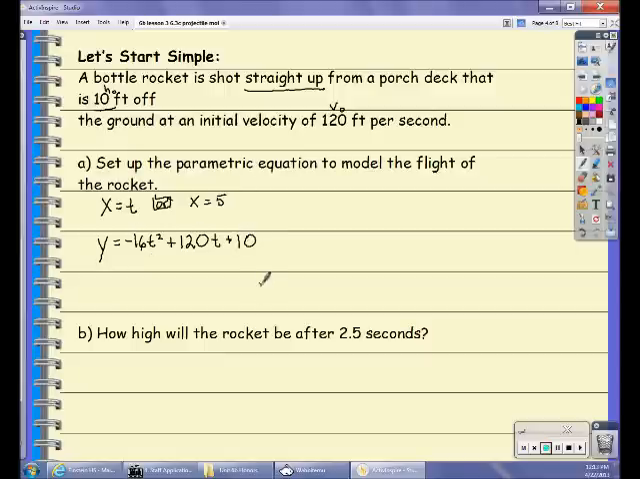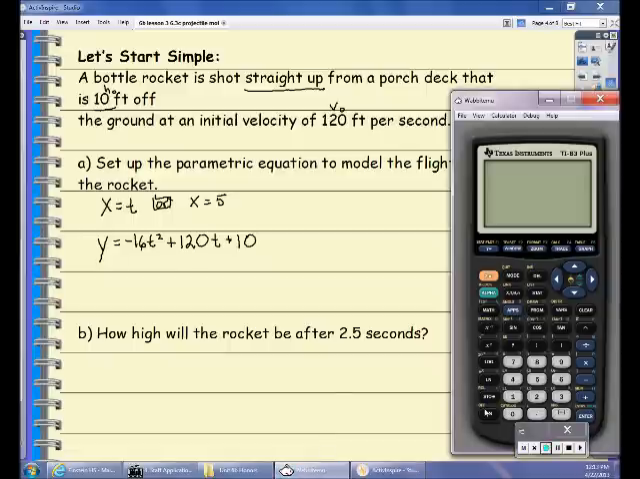Done! We've set up our parametric equation. Now how high will the rocket be after 2.5 seconds? For this, go to your grapher, turn it on, and make sure that you are in parametric mode. From here you need to go to y equals and enter your x1 and y1.